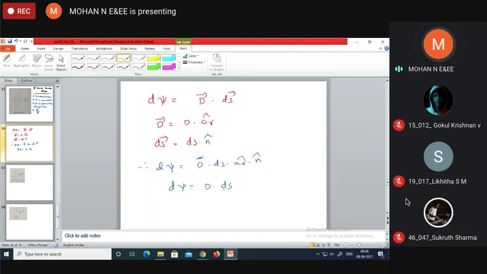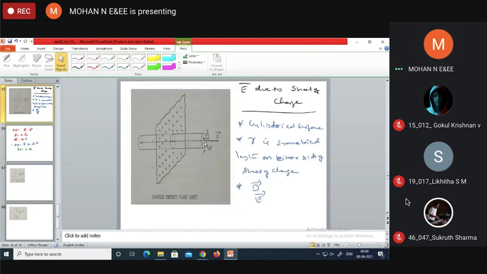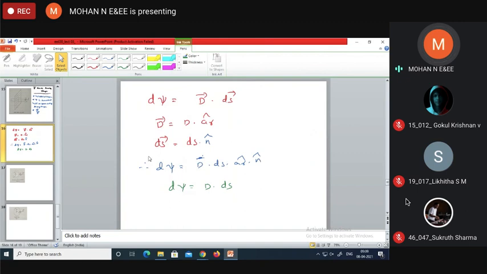Okay. So what is this dS here? dS is the area of the flat surface. Area of the flat surface. So that is what can be denoted as A. I will denote this as A.